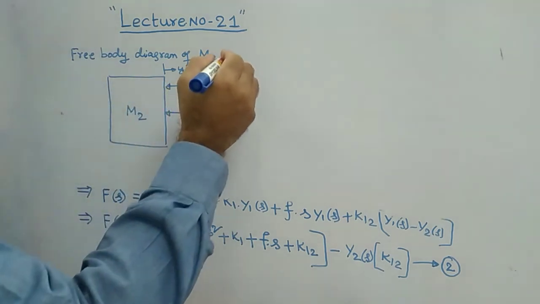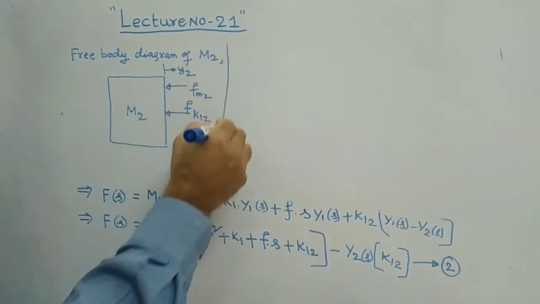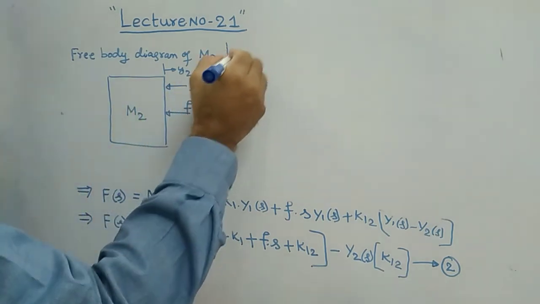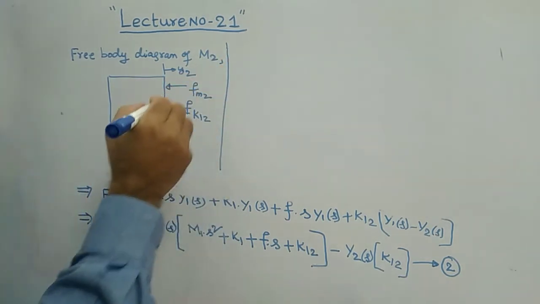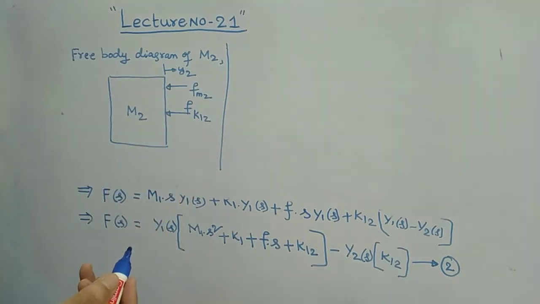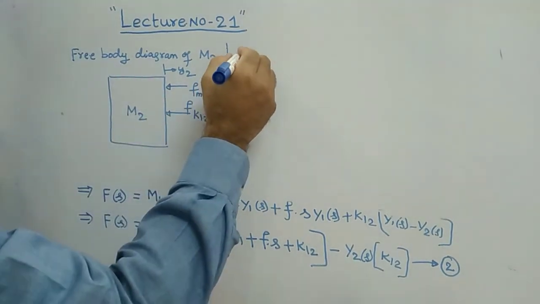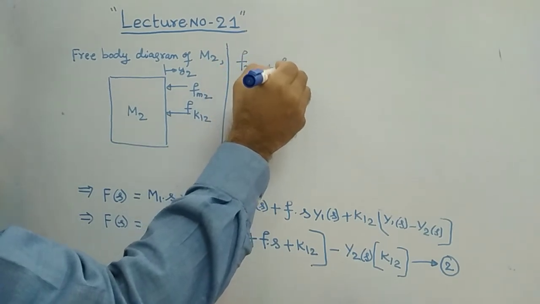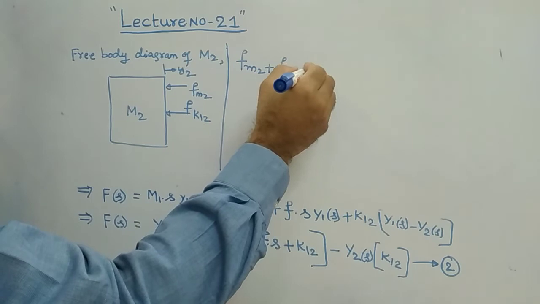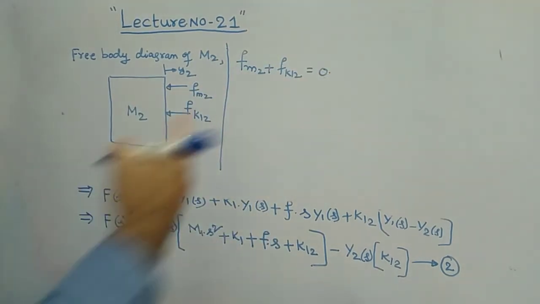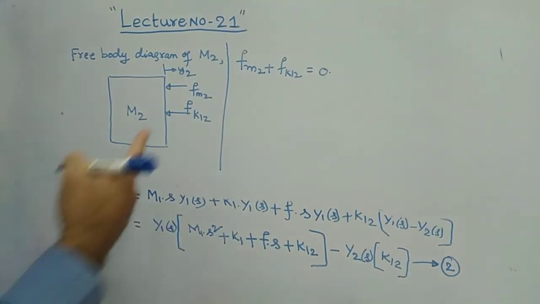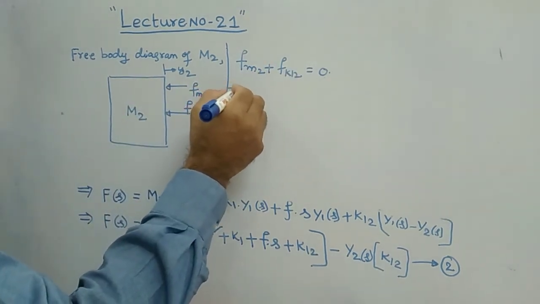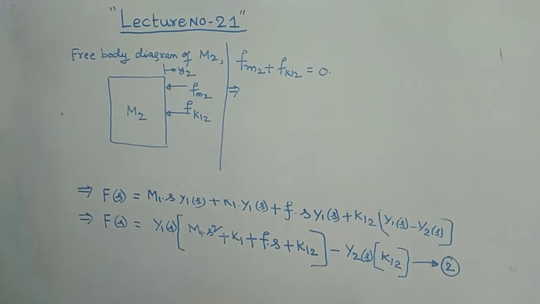Now from this you write the equation according to Newton's second law. So what is that? f of t is not here. Therefore, according to Newton's second law, it is Fm2 plus F k12 equal to 0. That's all, because there is no applied force here. That's why it is 0. Therefore, Fm2 plus Fk12 equal to 0, and from this you write the force balance equation.